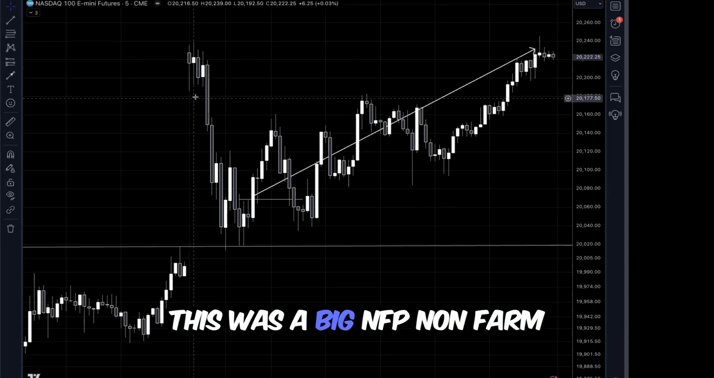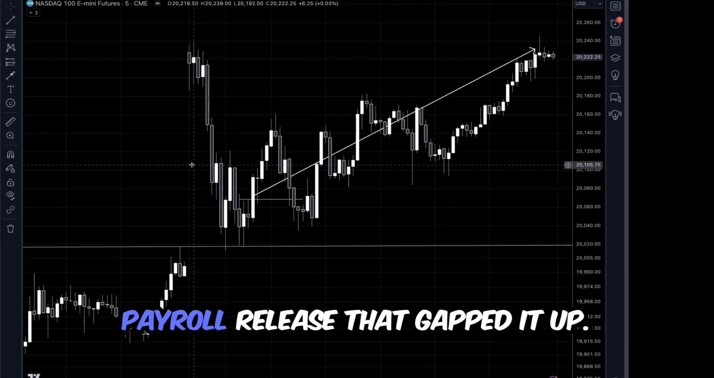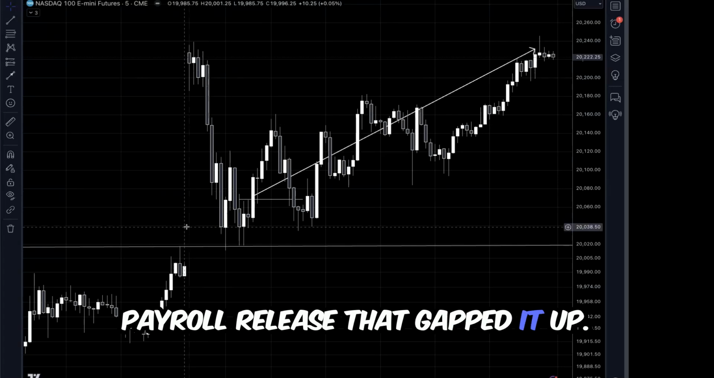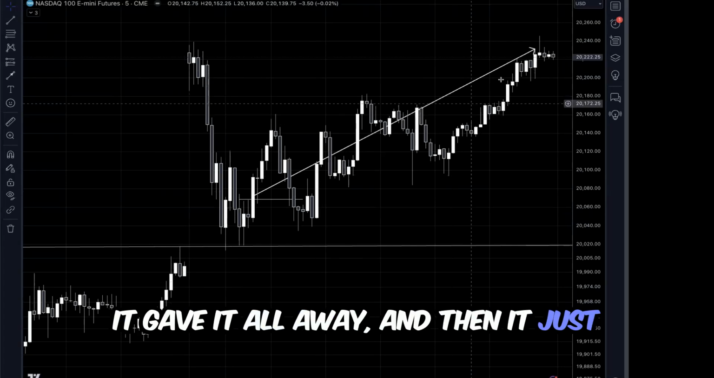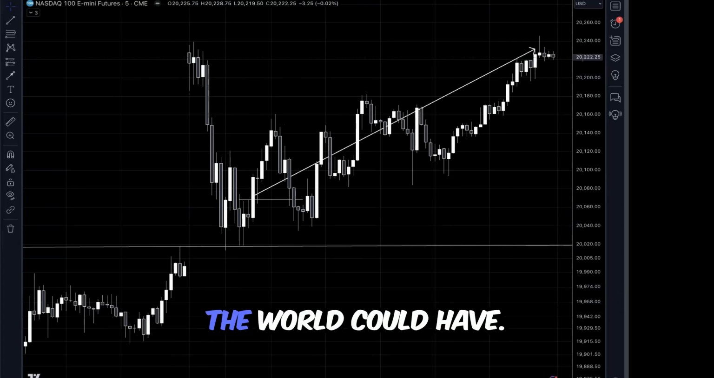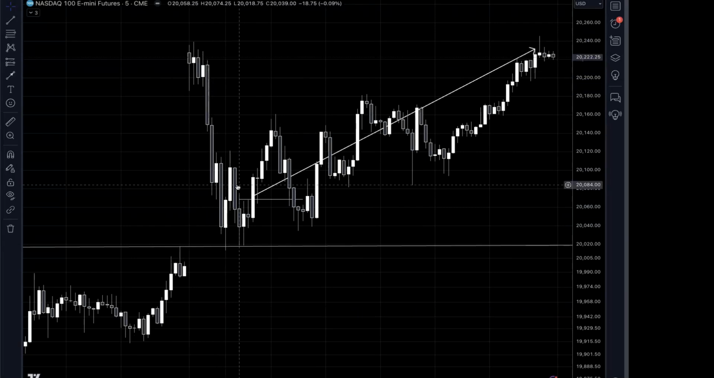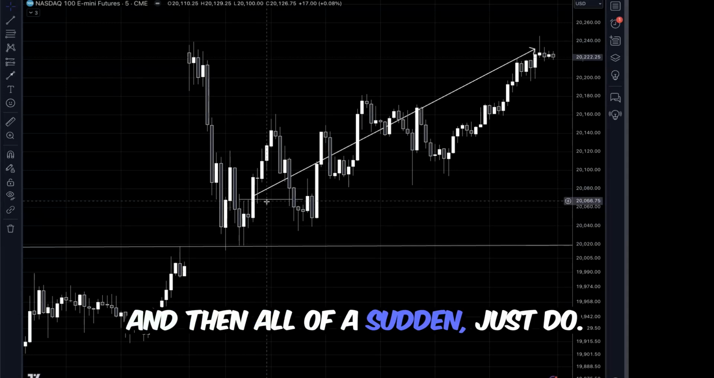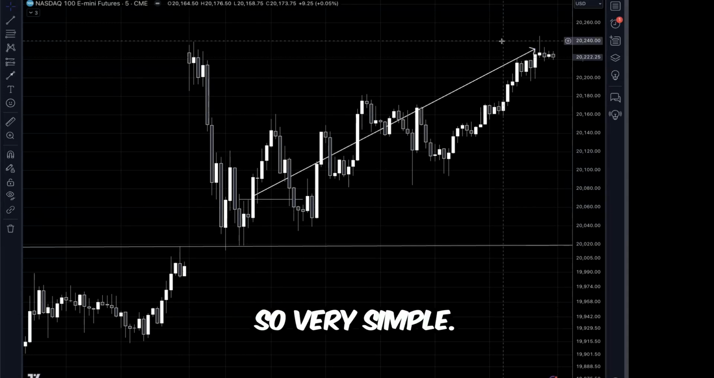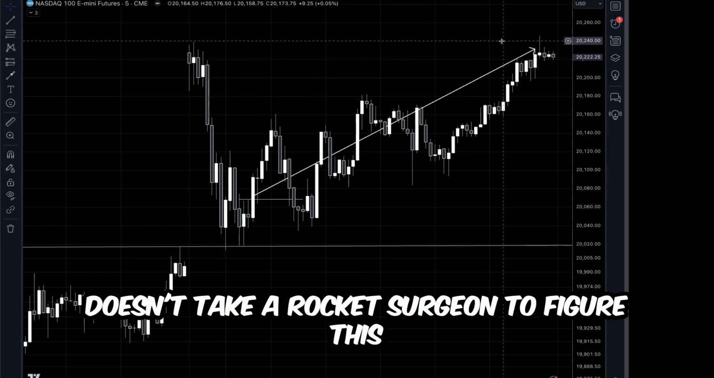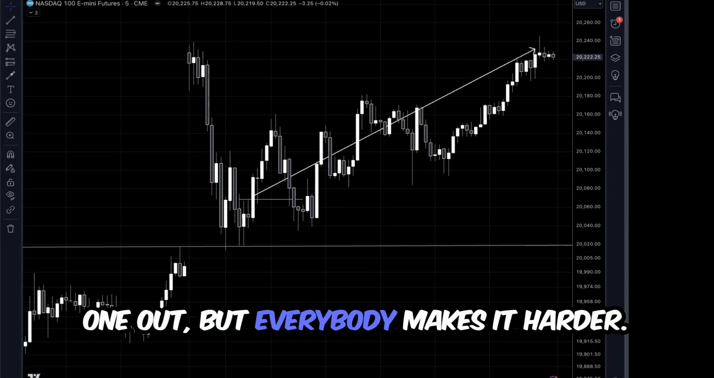This was a big NFP, non-farm payroll release that gapped it up. It gave it all away, and then it just drifted right back to where it's supposed to be. Everybody would have thought the world was ending right here. And then all of a sudden, so very simple. Doesn't take a rocket surgeon to figure this one out. But everybody makes it harder.